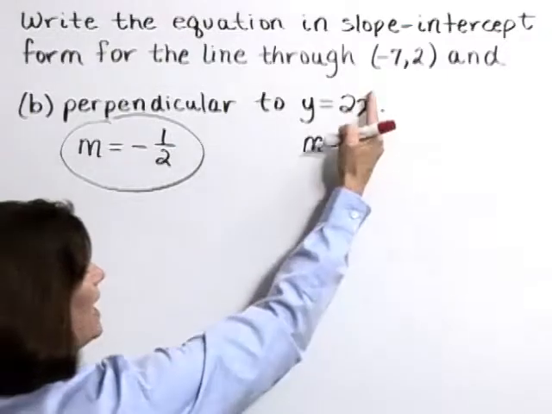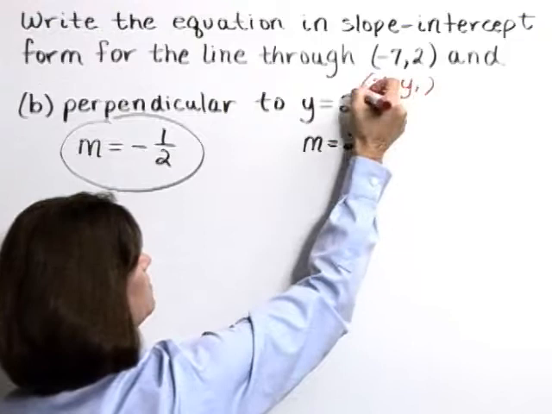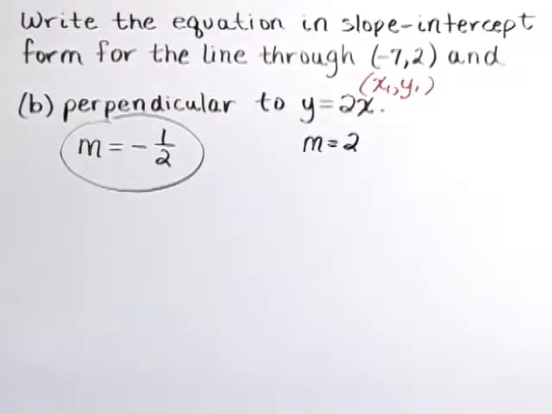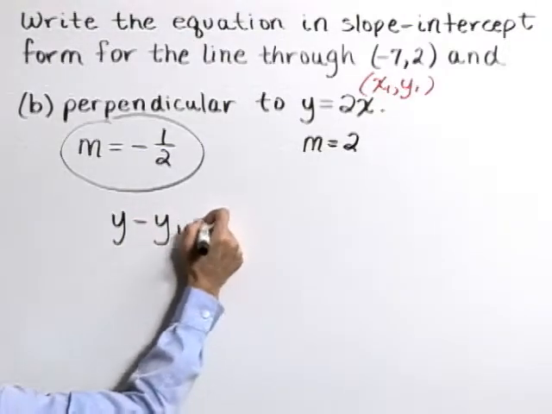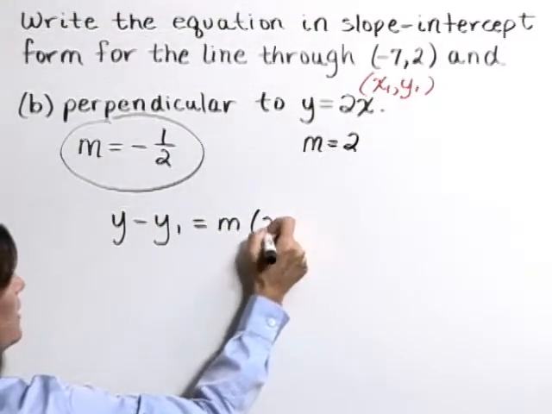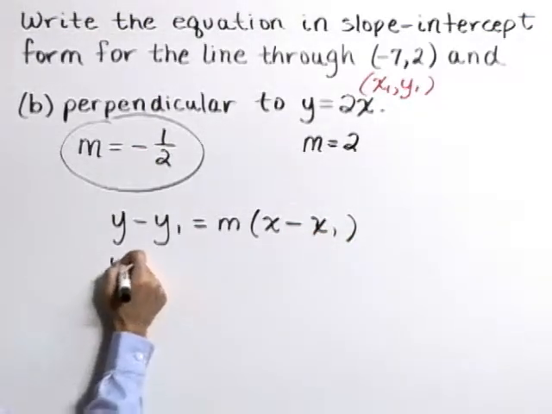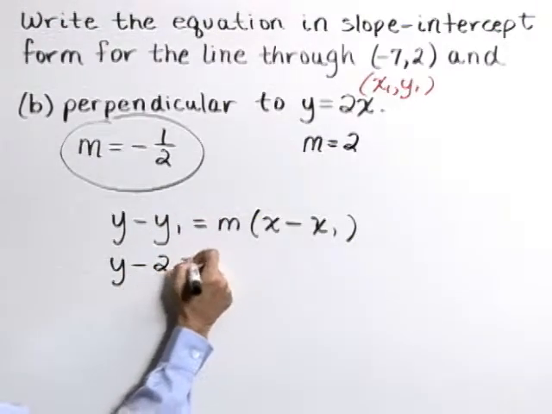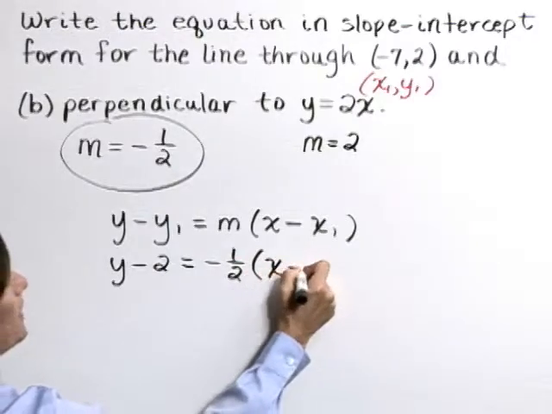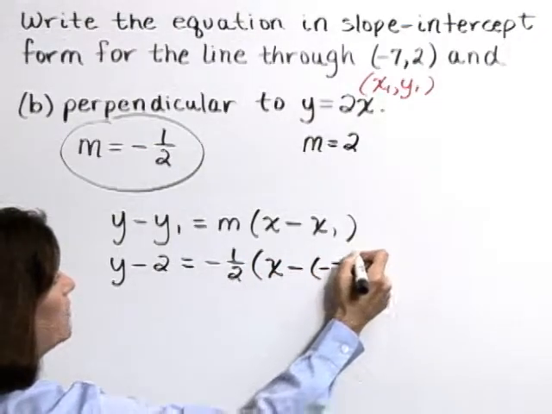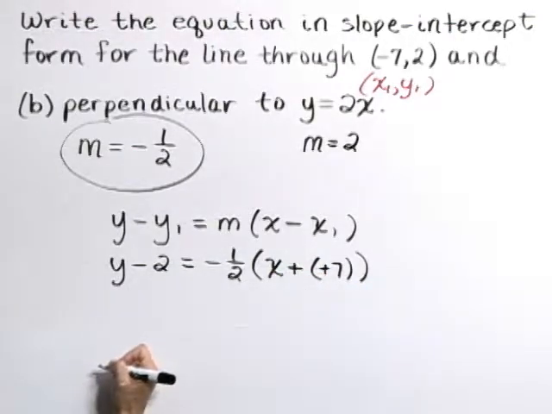We're given a point at -7, 2. Let's identify that as x1, y1. Let's write our point slope formula. Y minus y1 is equal to the slope times x minus x1, and substitute values. So y minus 2 is equal to the slope, negative 1/2, times x minus negative 7. That minus the negative 7 becomes a plus 7.